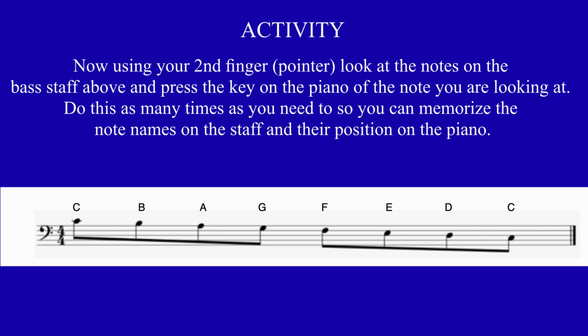Activity. Now, using your second finger pointer, look at the notes on the bass staff above and press the key on the piano of the note you are looking at. Do this as many times as you need to recognize the note on the staff and its position on the piano.